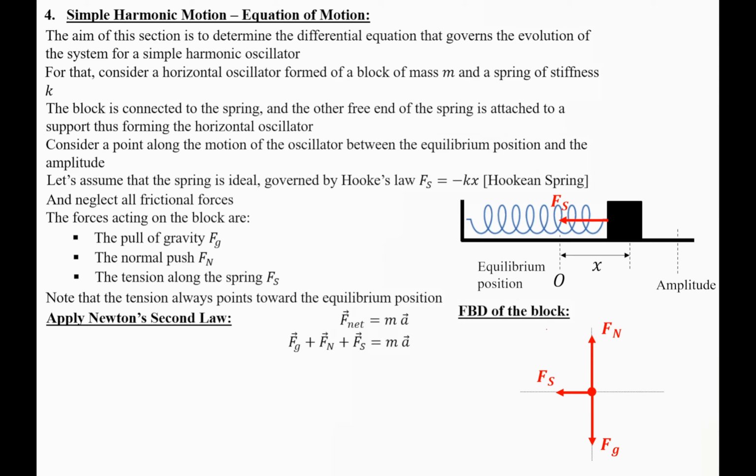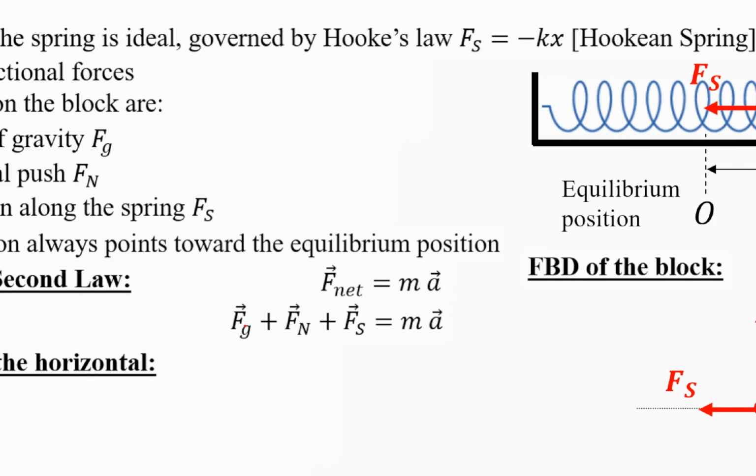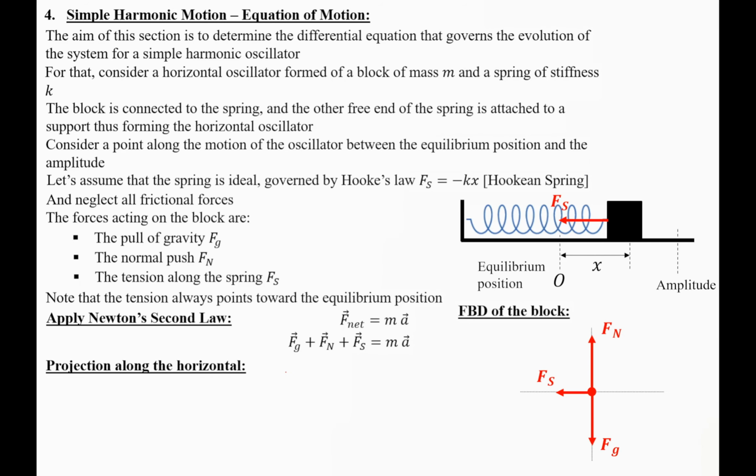We have F net is ma, Fg plus Fn plus Fs is equal to ma, and now we're going to project along the horizontal. So remember, this is a vector equation. It gives birth to 2 linear equations. Now we're interested along the horizontal direction. The pull of gravity has no projection, as well as the normal push. The spring would be given by minus kx.